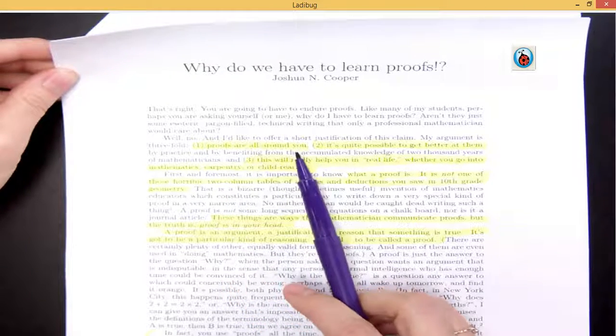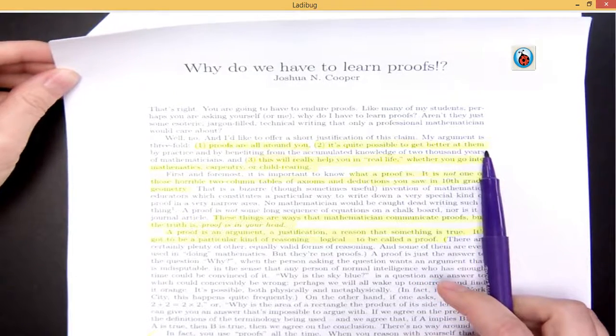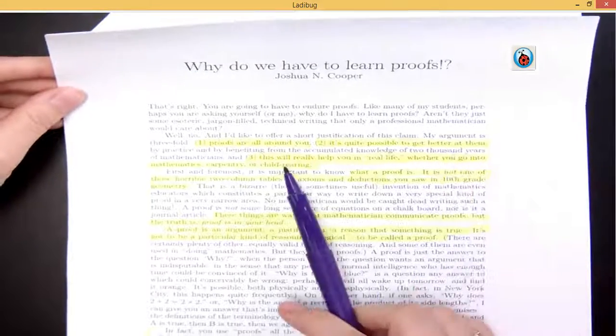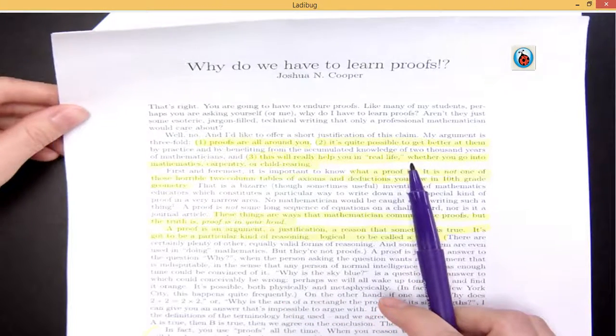Proofs are all around us. It is quite possible to get better at them. It is a challenging area for a lot of students, but you can get better at them. And it really will help in real life because of the reasoning skills you develop.